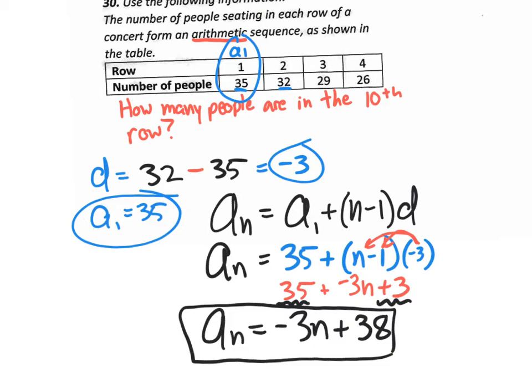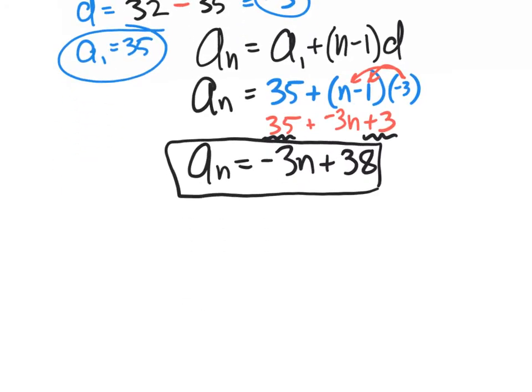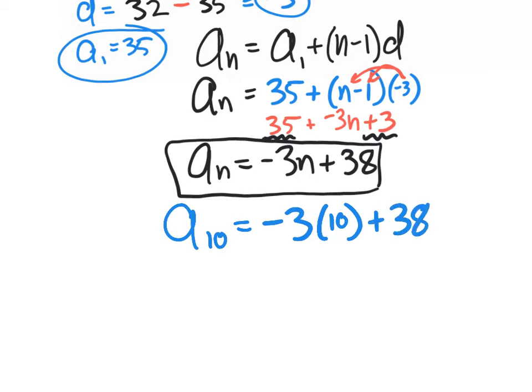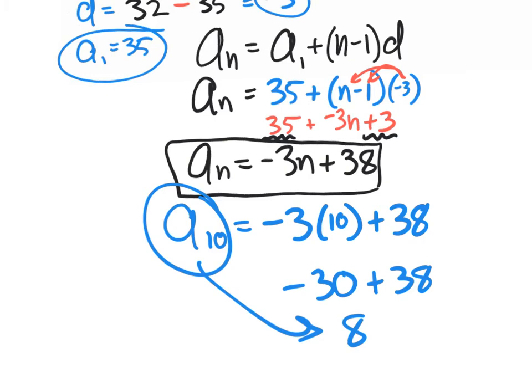So what are they asking for? Now, you're going to have to write this in on your paper because I forgot to type it in. How many people are in the 10th row? So what I'm really asking for is to find out a sub 10. So how would you do that? You actually plug in 10. So you have negative 3 times 10 plus 38. So what's negative 3 times 10? It's negative 30 plus 38. So on the 10th row, guys, how many people are there on the 10th row? 8 people. So on the 10th row, there's only 8 people.